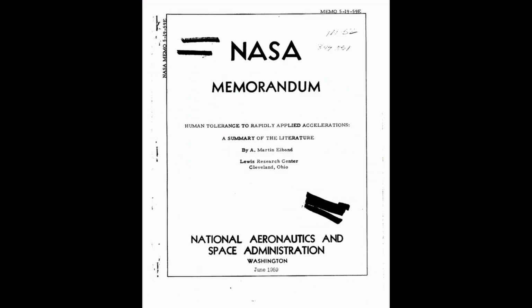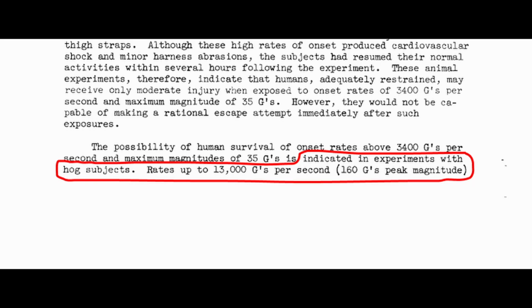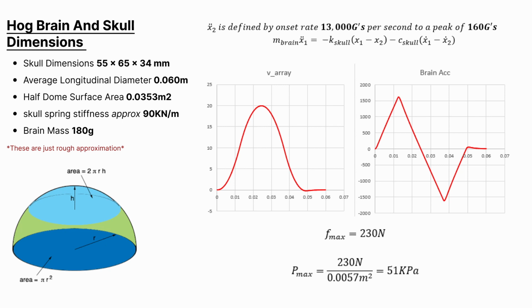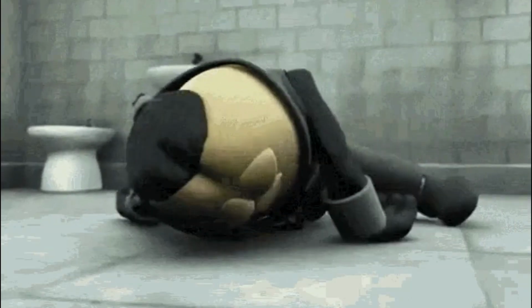We can reference these experimental results from 1959, back when NASA tested survivability on living subjects. The result most like a perception of a knockout is when a hog was accelerated at an onset of 13,000 Gs per second to a peak acceleration of 160 Gs. Modeling the experiment and accounting for the size of the hog's brain and skull, we get a maximum intracranial pressure of 51 kilopascals. This knocked out the hog for about 10 minutes.